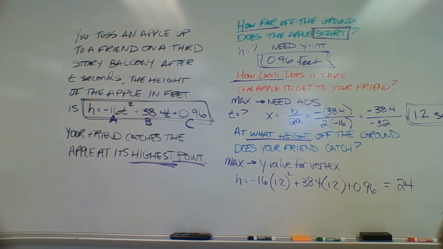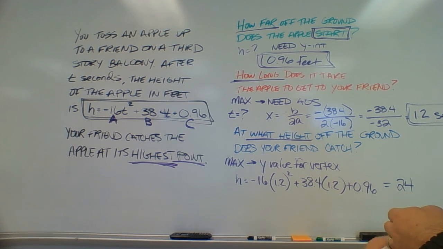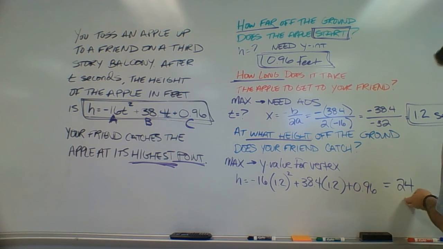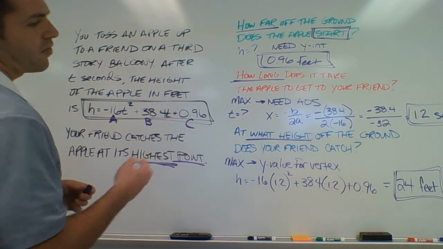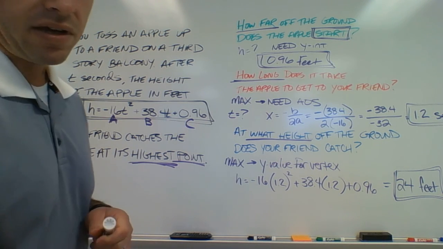Again, one last time, application-wise, we were talking about in this question a height. We know in our problem that height is in feet. So I'll go ahead and put a label on this number 24 and understand that while it took 1.2 seconds for the apple to get to the highest location, to the friend on that balcony, that friend is catching the apple 24 feet above the ground.